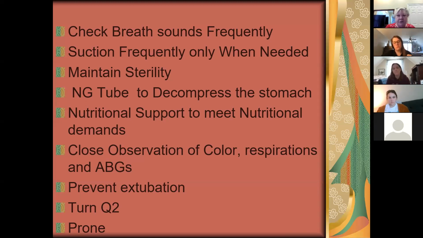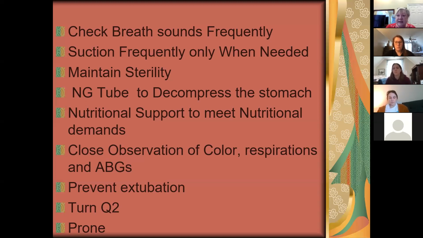You know, IV fluids are not nutritional support. If their gut is working, they need enteral tube feedings. If their gut's not working, they're going to need hyperalimentation or TPN. You have to give them nutritional support or you will never get them off the ventilator.